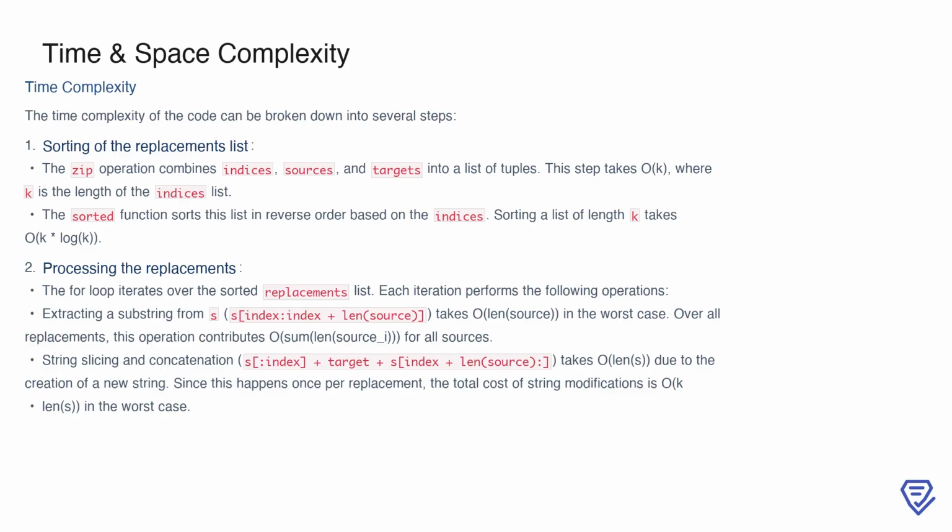Next, we process the replacements. The for loop iterates over the sorted list, and during each iteration, it performs a substring extraction. This operation depends on the length of the source string being replaced and contributes O(len(source)) per iteration, which accumulates across all sources to O(sum(len(source_i))). Additionally, string slicing and concatenation are performed to create a new string. Since this involves copying the entire string for each replacement, it contributes O(K * lenS) in total. These steps together form the basis for the overall time complexity.